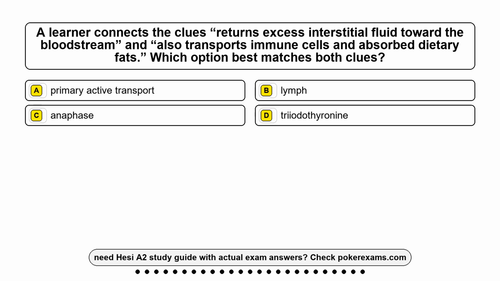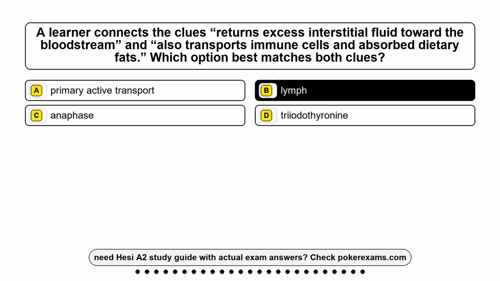Question 21. A learner connects the clues: returns excess interstitial fluid toward the bloodstream, and also transports immune cells and absorbed dietary fats. Which option best matches both clues? Option A, primary active transport. Option B, lymph. Option C, anaphase. Option D, triiodothyronine. The correct answer is option B, lymph.